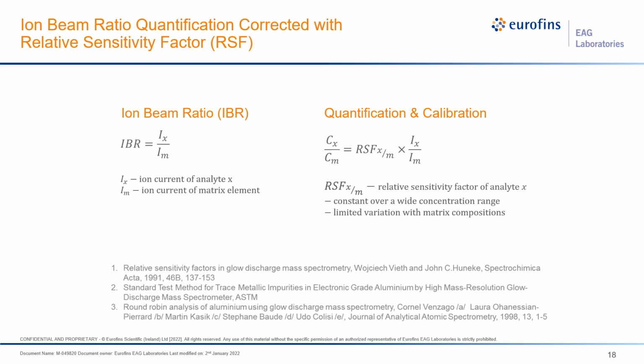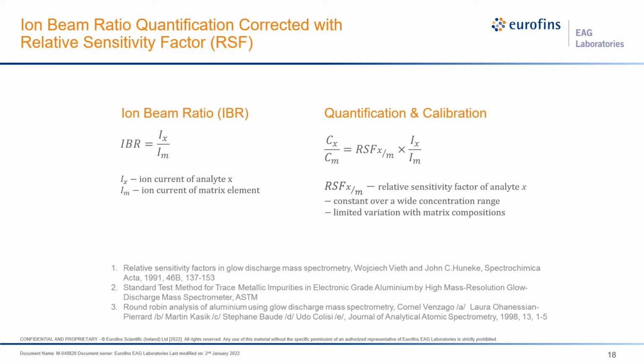And this RSF has multiple characteristics. Number one, it is constant over a wide concentration range. Number two, it has limited variation with the matrix composition. This has been studied and concluded from multiple literature studies in early times. The reason goes back to the GDMS measurement principles: the separation of the atomization process and the ionization process, the infinite dilution of analyte X in the plasma, and Penning ionization, which is a non-element-specific process. All of these together build into an RSF that is pretty constant over a wide concentration range and has limited matrix effects.